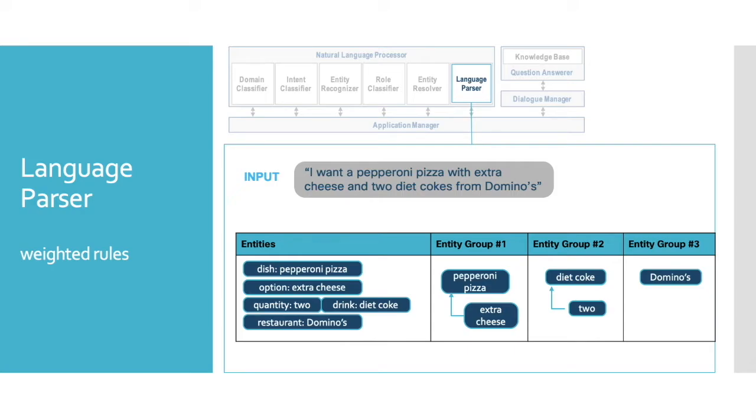For example, in the query, I want a pepperoni pizza with extra cheese and 2 Diet Cokes from Domino's. Extra cheese is modifying pepperoni pizza, 2 is a quantity for Diet Coke, and Domino's is just in its own entity group. And this model is a weighted rule-based model. So let's look into the code and how this can be used.